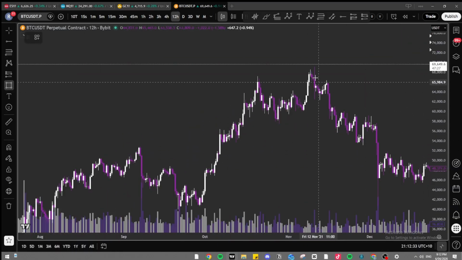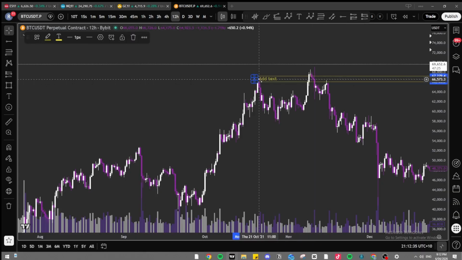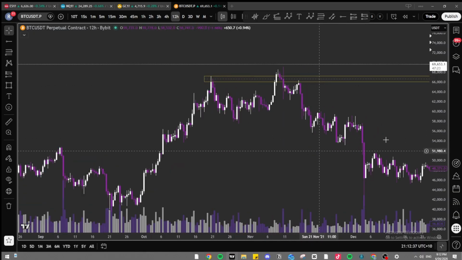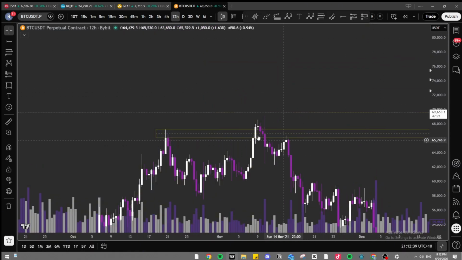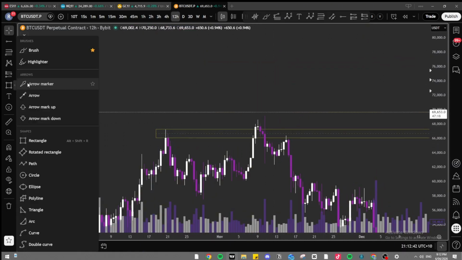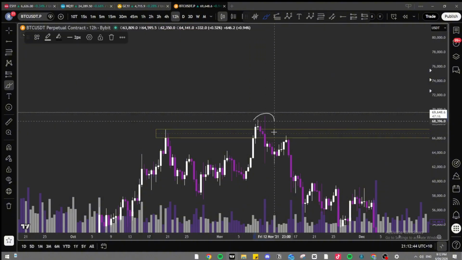This is another example here. We can see this key range high. We go above it and we fail to build any sort of bullish structure above it. We reject it. We quickly come back to retest it. And yes, this is the setup I mentioned before. It's just a retest of a fake out level, right?